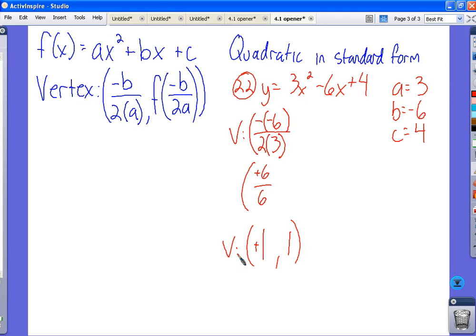We found both parts of the vertex. We found the x by negative b over 2a. We found the y by plugging that result into the function. There's the vertex. So we show the calculations here. 3 times 1 squared minus 6 times 1 plus 4. Negative 3 plus 4, 1.